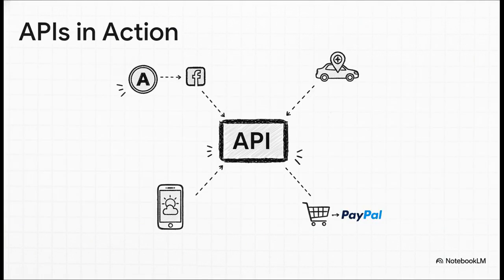And once you know what to look for, you'll see this literally everywhere. When Spotify uses your Facebook profile to log you in, that's an API call. When your Uber app shows you a Google map, that's an API. Your weather app isn't some crazy meteorological station. It's just using an API to ask a weather service for the latest forecast. It's all about connecting services that already exist.